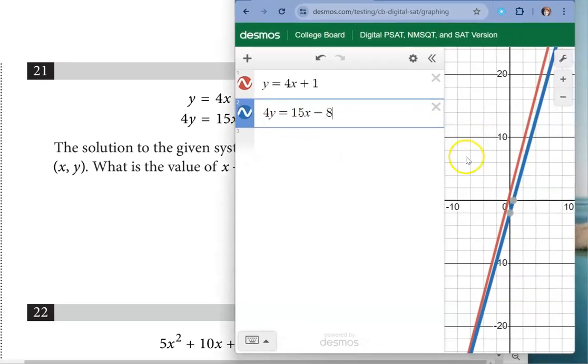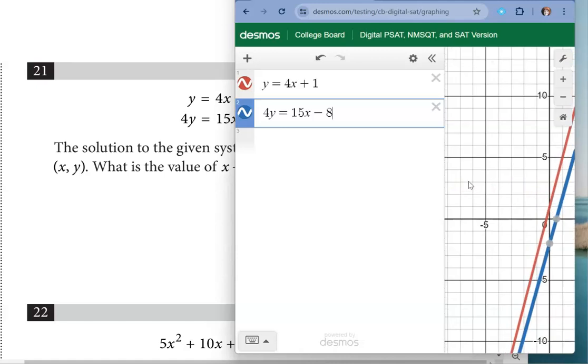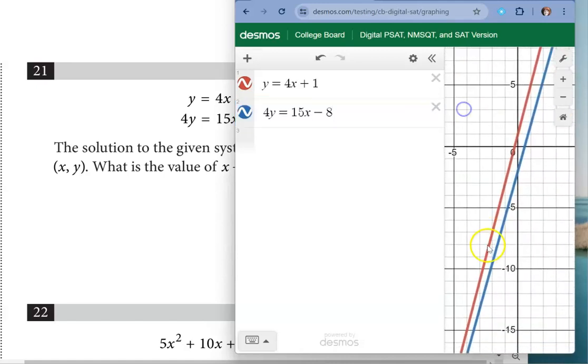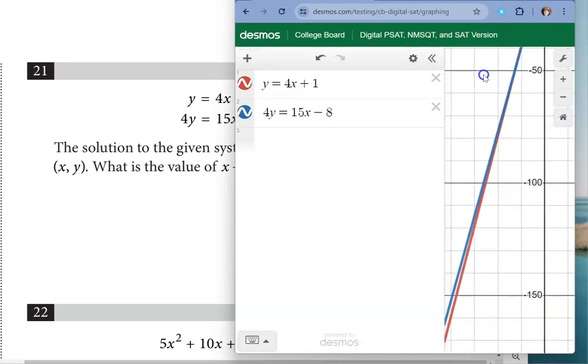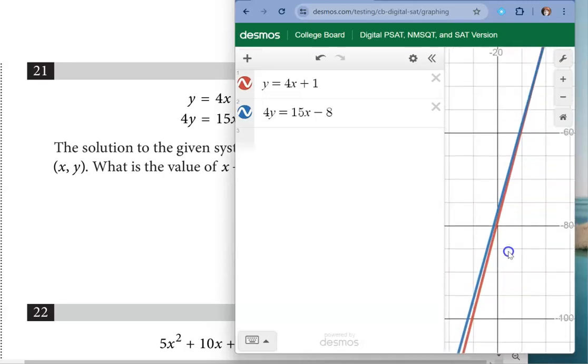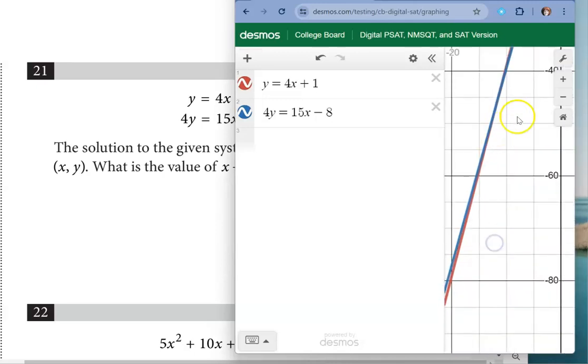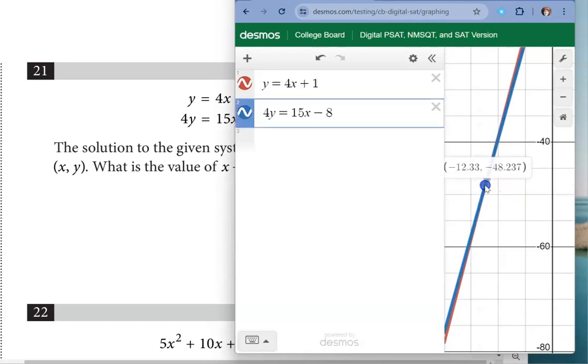And then in the graph, you should see two lines that intersect. Now, I can't see the point of intersection, so I'm going to have to move. You can grab the screen and pull up. You can zoom in, zoom out. You'll need to click on the line itself, and a little gray dot should pop up when you do it. And that gray dot is going to indicate your solution. So the x-coordinate here was negative 12, and the y-coordinate was negative 47.